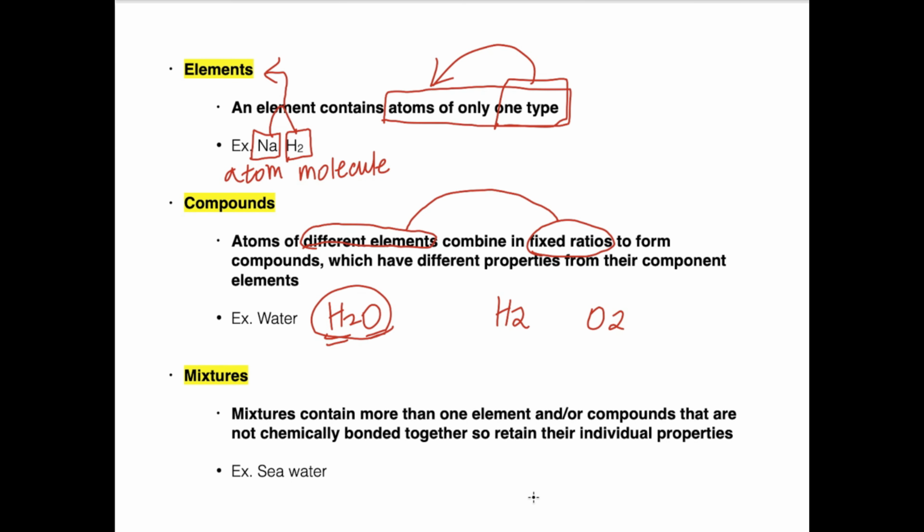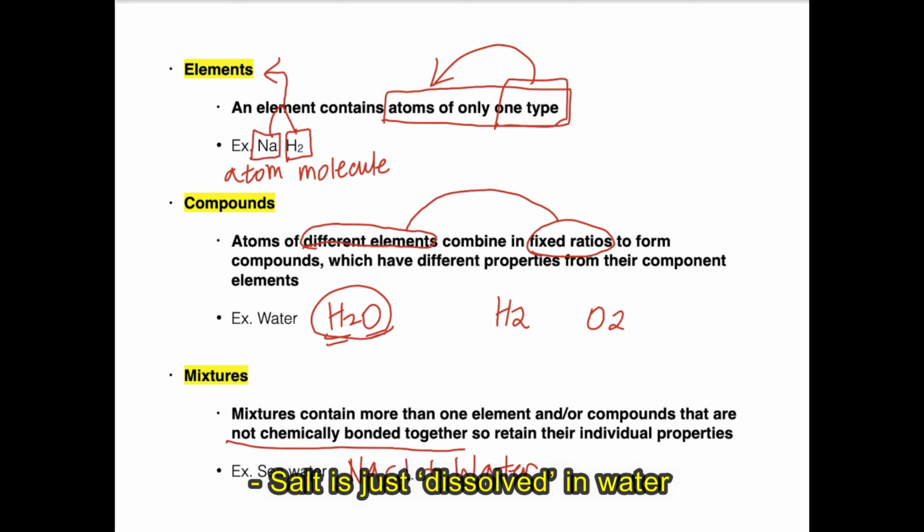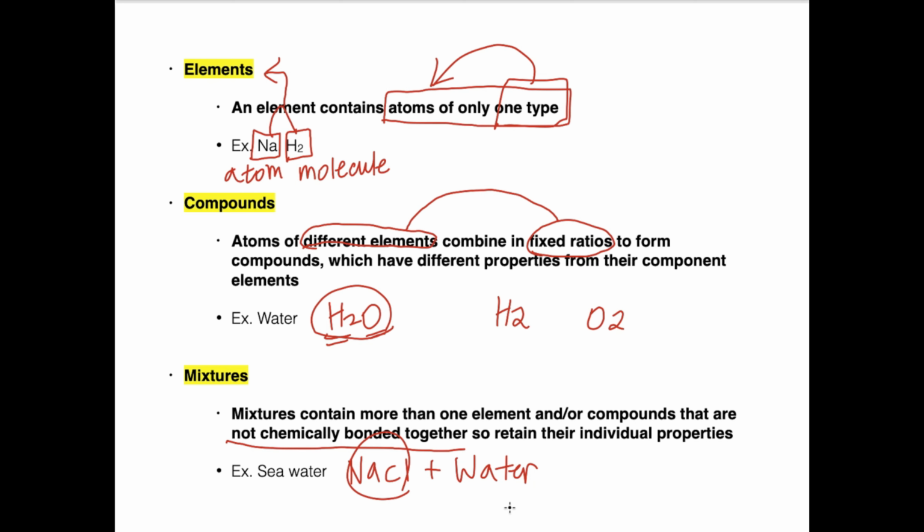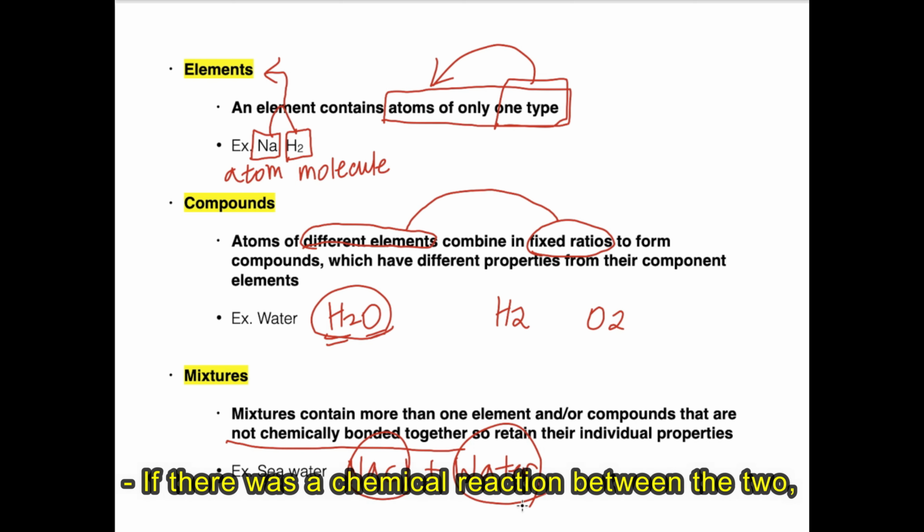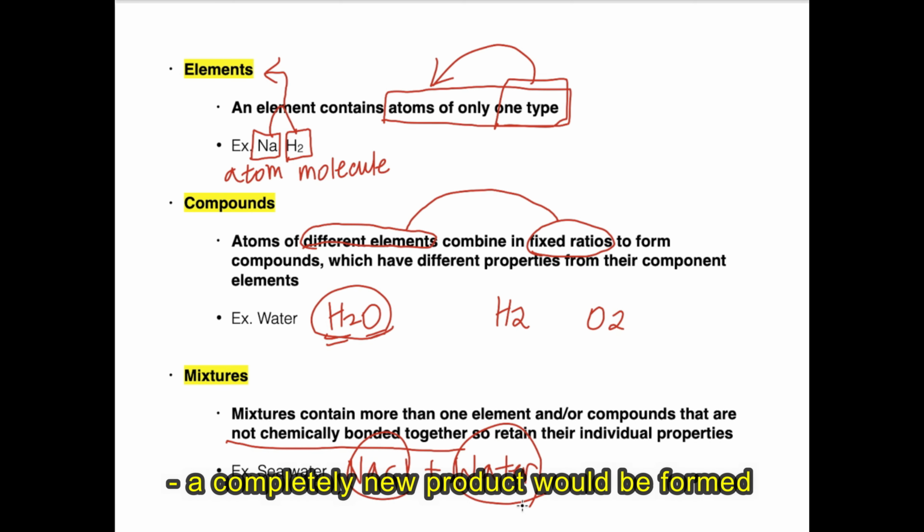Next, mixtures. Mixtures contain more than one element and/or compounds that are not chemically bonded together, so retain their individual properties. An example of a mixture would be seawater. Seawater contains salt dissolved in water. So the salt and water is not chemically bonded together. So the salt retains its individual property and the water also retains its individual property. Okay? This is a mixture.